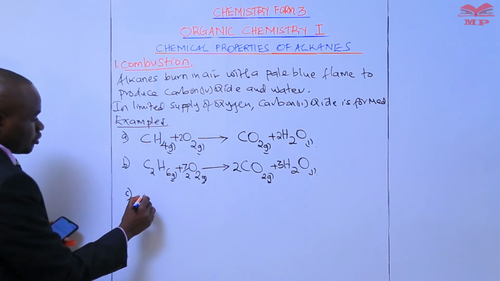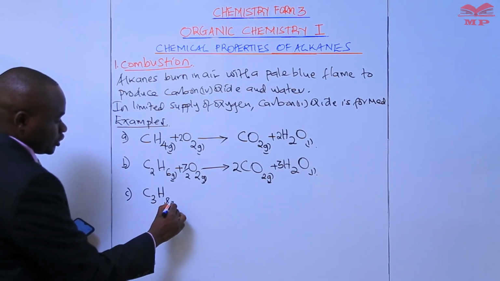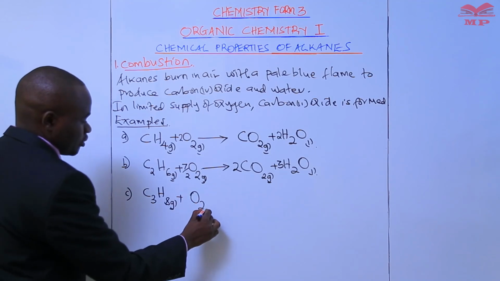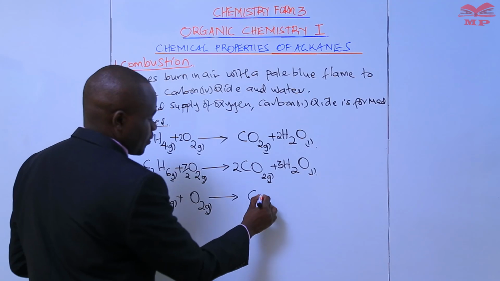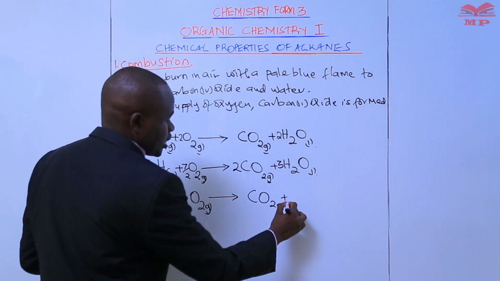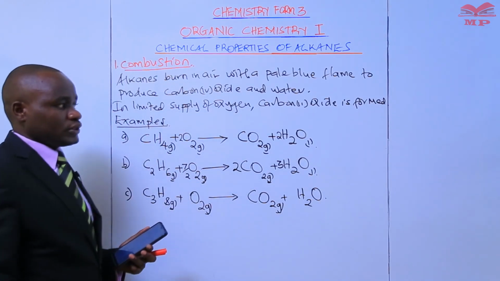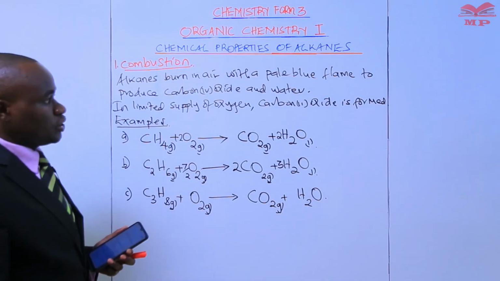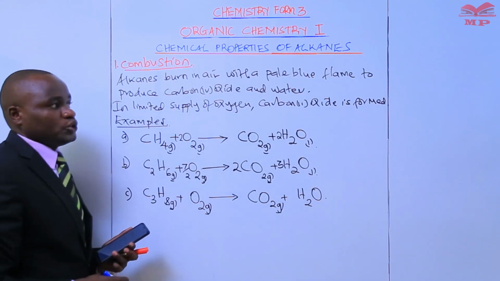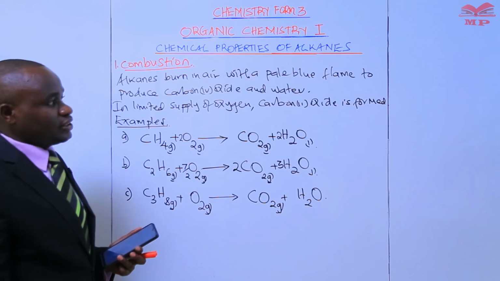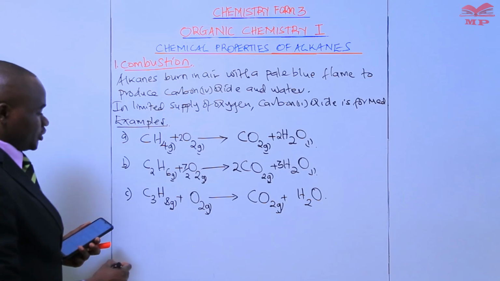The third example is propane, that is C3H8 and oxygen reacting. That will give you the same products, carbon dioxide gas and water. And remember, we have said burning of alkanes in oxygen will be seen by production of a pale blue flame. We shall see in the next class, alkenes and alkynes. The flame is not pale blue, so we shall see the color when time comes.